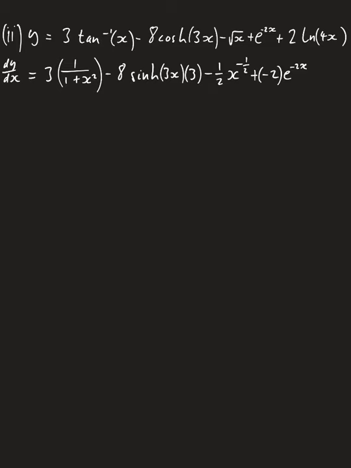Finally, 2 times the log of 4x. So I'll say that's plus 2. That stays where it is. I differentiate log, I get 1 over whatever it is. And the derivative of what's in the brackets is 4. So it's going to be 1 over 4x times the derivative of what's in the brackets, which is 4.